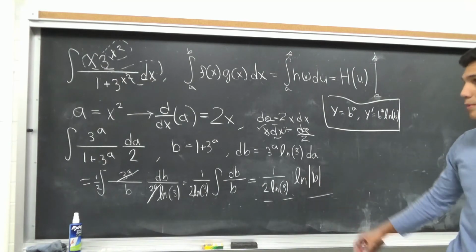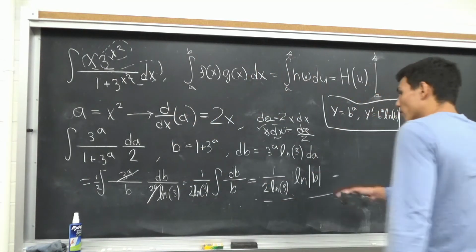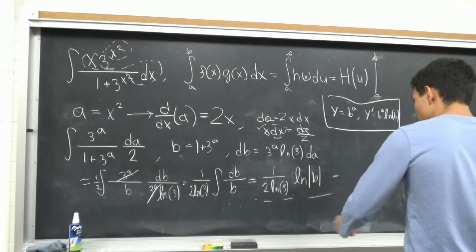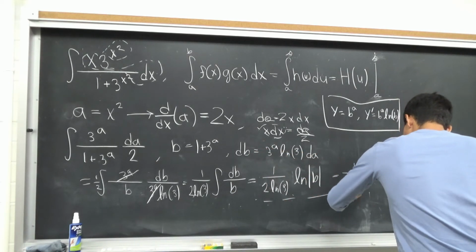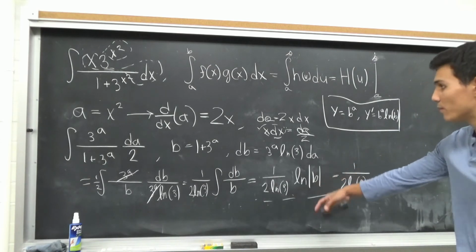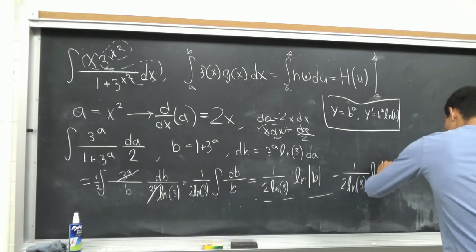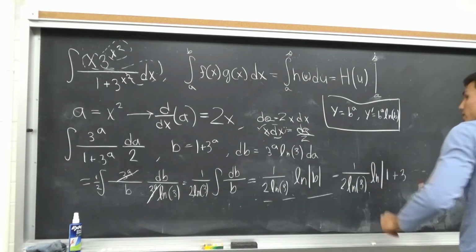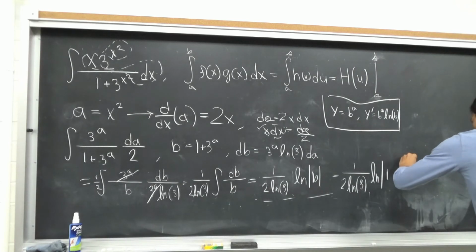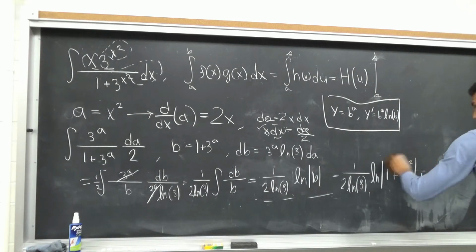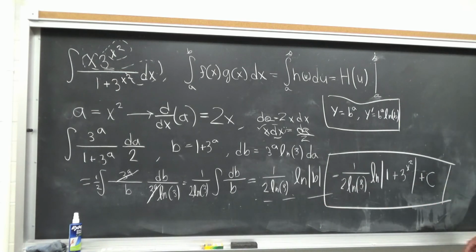But this is in terms of b, and we want it in terms of x. So we go back a step. What was b? b was 1 plus 3a, so you can write this as 1 over 2 ln 3 times ln of 1 plus 3a. What is a? a is x squared. There we go. So a lot of substitutions here for this one.